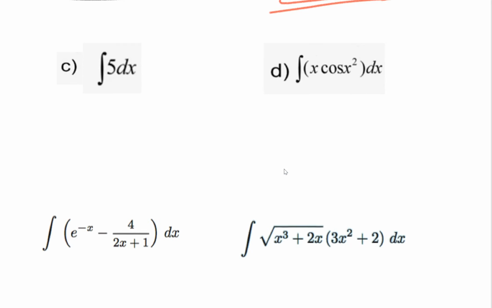Next one. A lot of people overthink this one. Remember, integral of 5, a constant, just add an x to it. So 5x plus c.